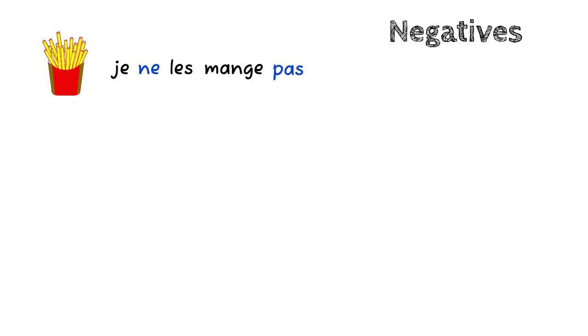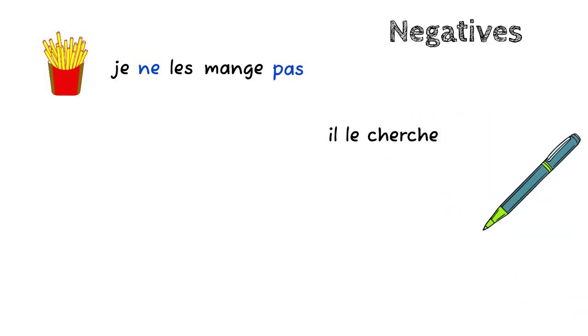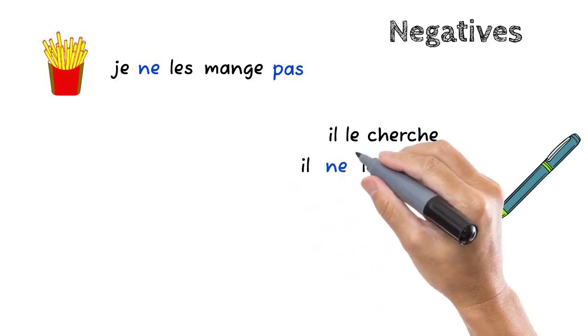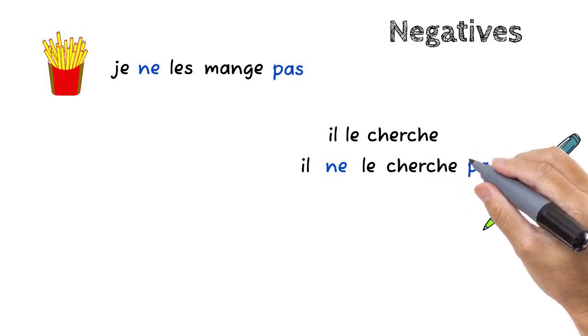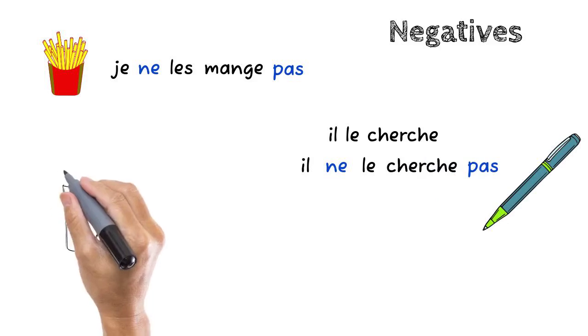Normally the ne and pas will go around the conjugated verb. We also need to keep the direct object pronoun there as well. So je ne les mange pas. Il le cherche, he is looking for it. We want to make it negative, so that would become il ne le cherche pas. He is not looking for it. Again, the le and the cherche between the ne and the pas.